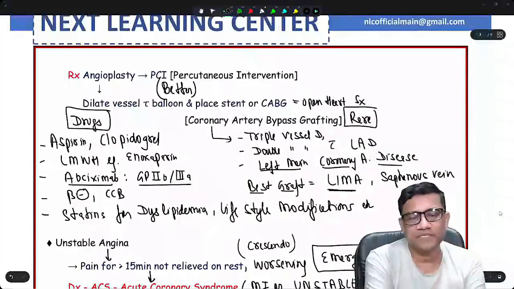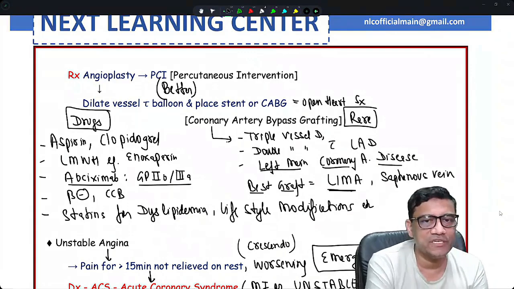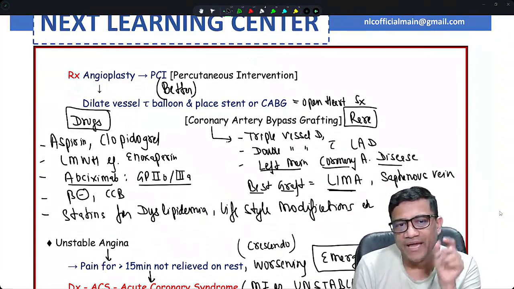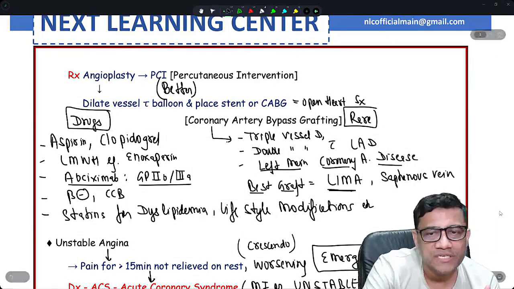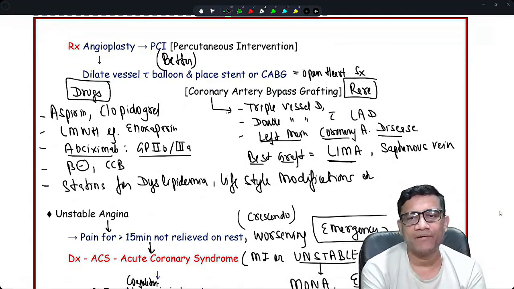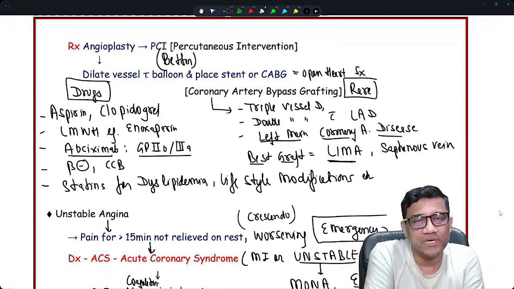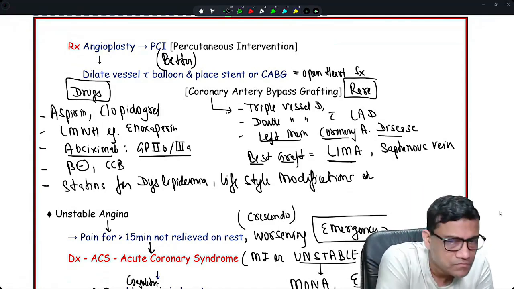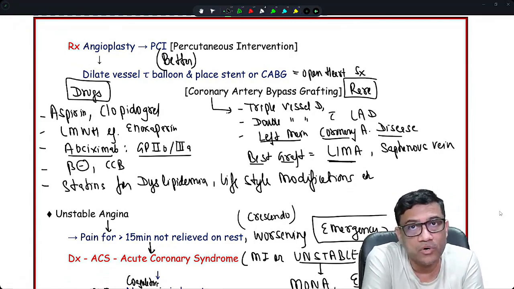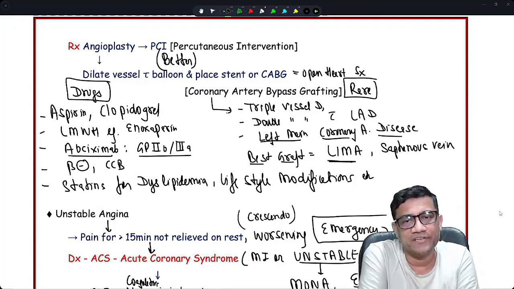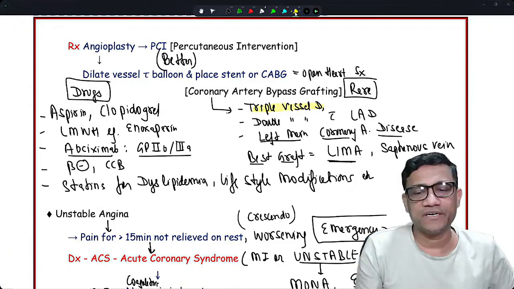Basically, angioplasty is percutaneous intervention. Here we dilate the vessel and put a stent. Or we can do CABG, coronary artery bypass grafting. It is done in rare conditions. Why? It's an open heart surgery. We have to put a graft and connect the vessel, which requires access to the thorax. It is done in conditions like triple vessel disease, when 3 vessels are affected.